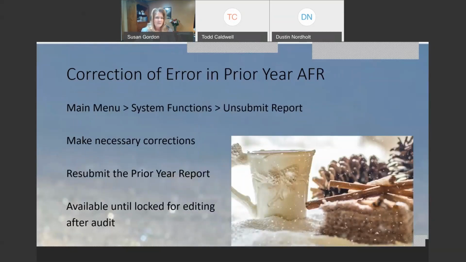Some of you have discovered that you've made an error on a prior year's annual financial report and you want to know if you can go in and change that. And the answer to that question is yes, you can, as long as that year has not been audited.